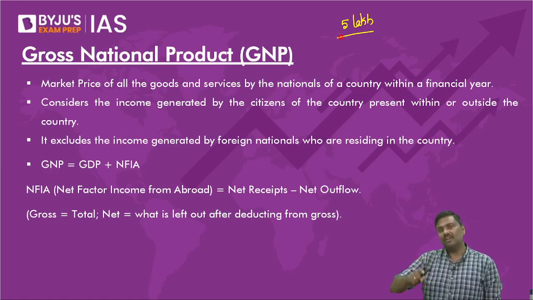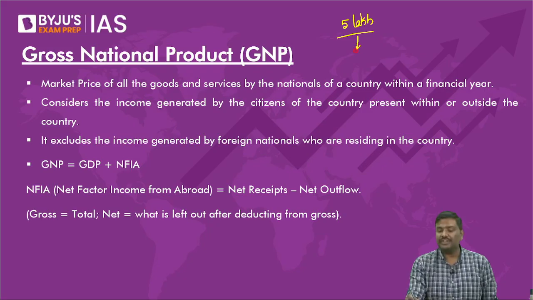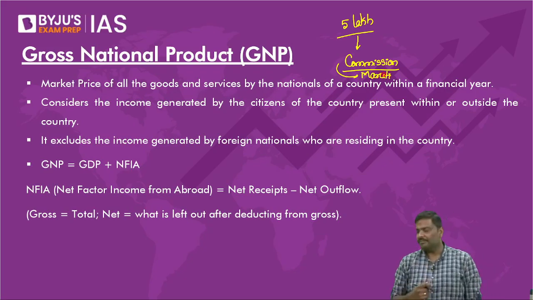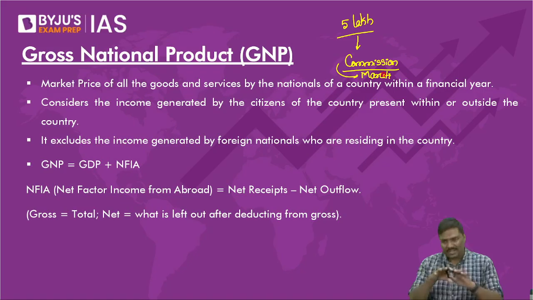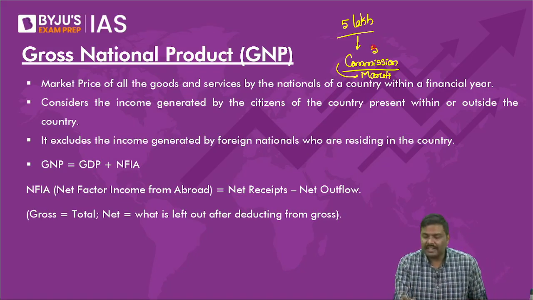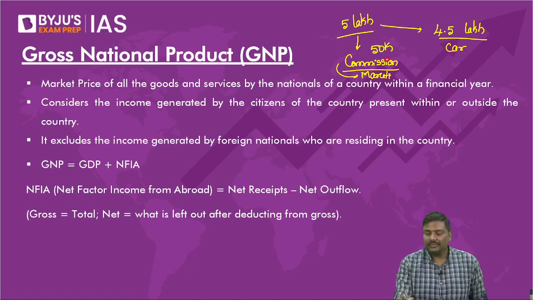All the 5 lakh will not go to the earlier owner of the car. Some of it will go in the form of commission to, let's say, Maruti company. In fact, there is a company, Maruti True Value. You must have heard of it, which is involved in selling second-hand cars like this. So understand the logic here. Let's say hypothetically the commission is 50,000 rupees. So out of 5 lakh rupees, 4.5 lakh rupees is going to the earlier car owner, and 50,000 rupees is going to the Maruti company.